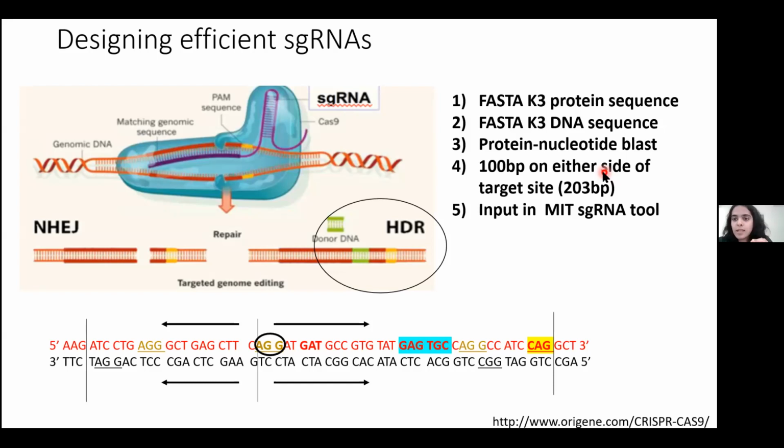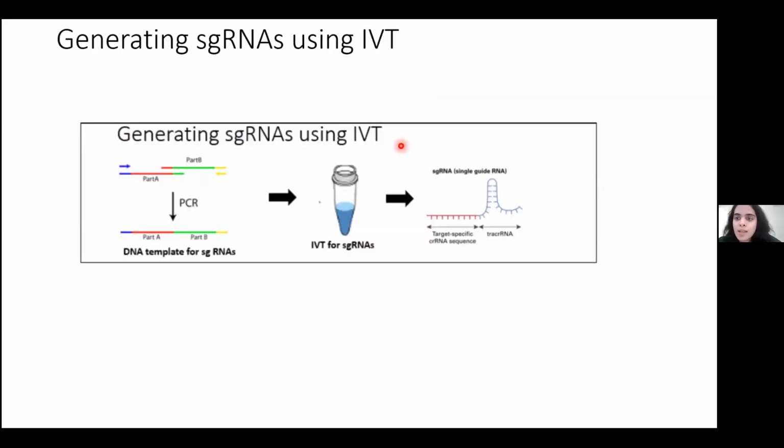First, once you choose your single guide RNA, you need to generate it. Knowing the sequence, you design primers that overlap like this. You run a PCR so that these ends are completed, and you get a DNA template for your single guide RNA, and you do in vitro transcription and generate your single guide RNAs.